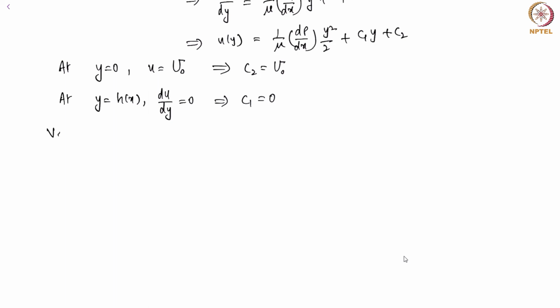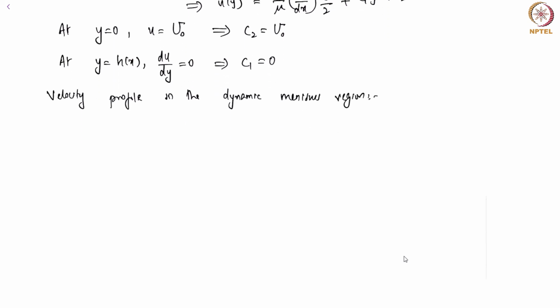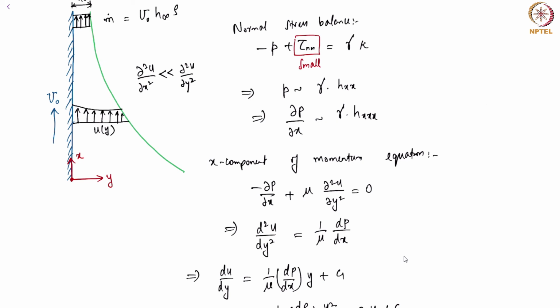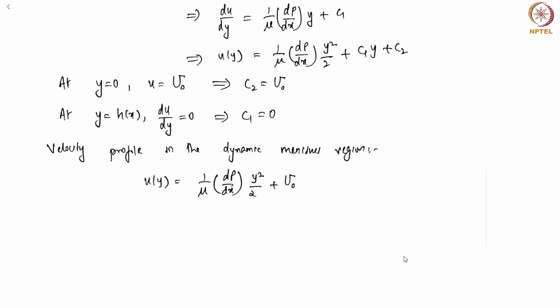And therefore the velocity profile in the dynamic meniscus region is u of y will be u0. So to arrive at this equation, I have taken into account the x component of the momentum equation and the normal stress balance at the interface, again in the dynamic meniscus. Okay.